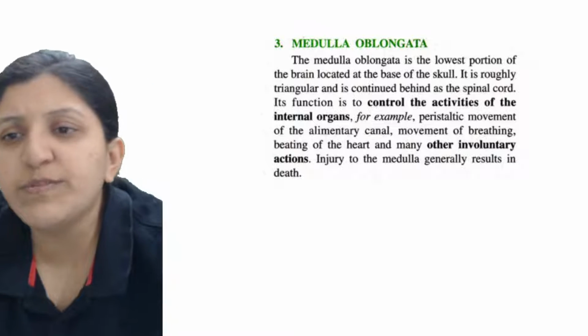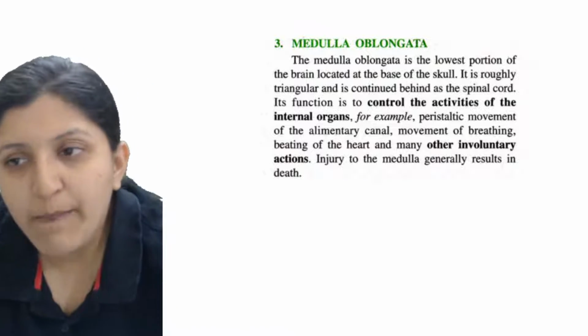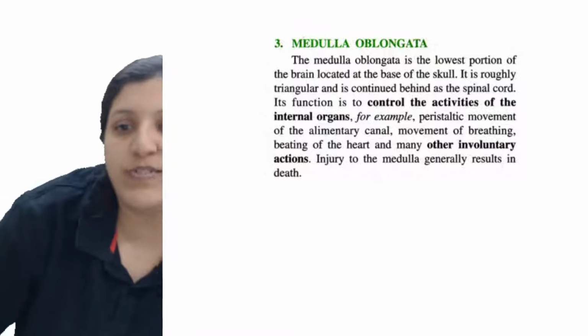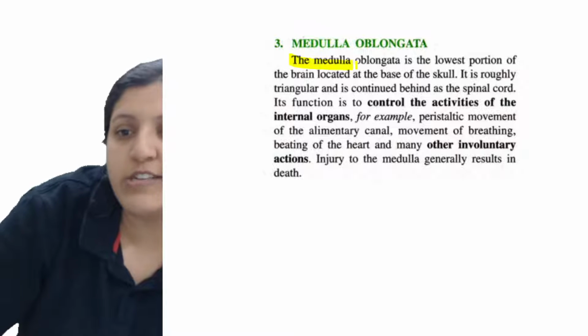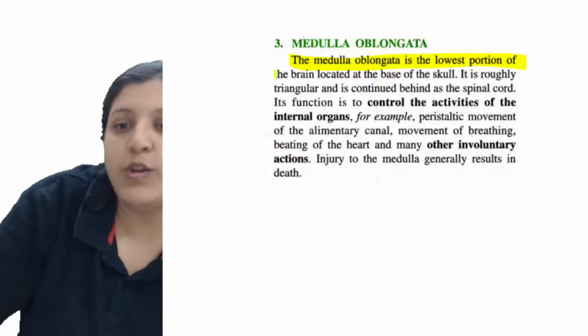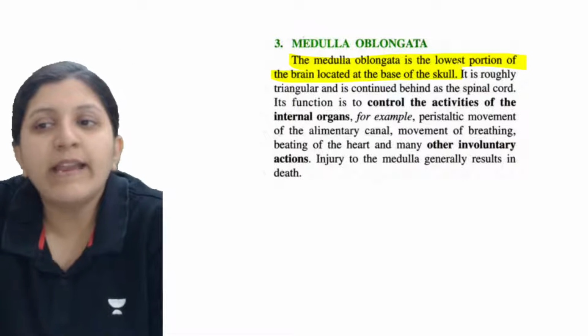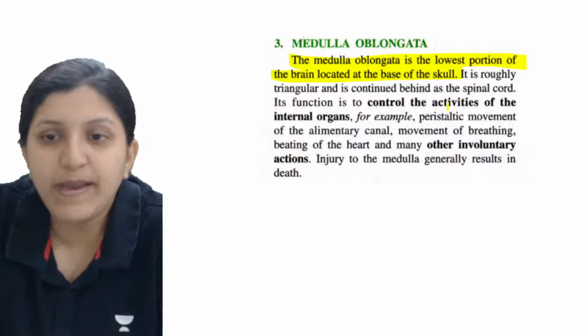Okay, so moving on to the medulla oblongata. The medulla oblongata is the lowest portion of the brain located at the base of the skull. So this location is very important. It is roughly triangular and is continued behind as the spinal cord.